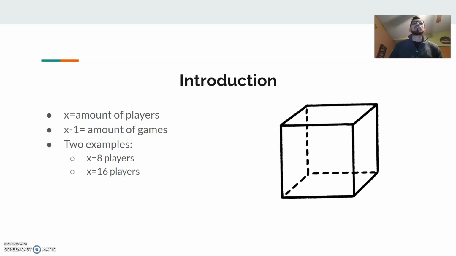The first example we're going to go over is where x equals 8 players, and I have a project proposal where x equals 16 players.